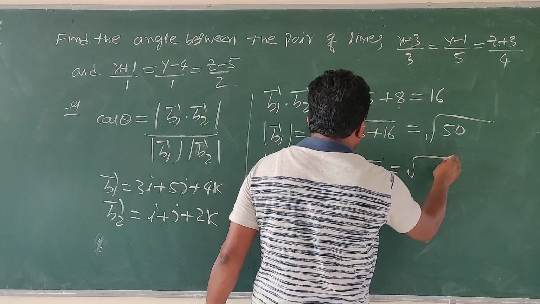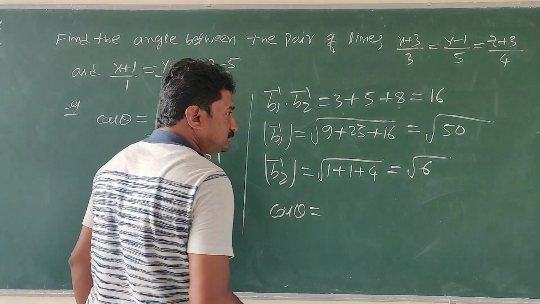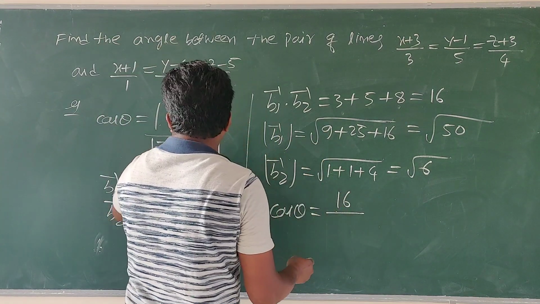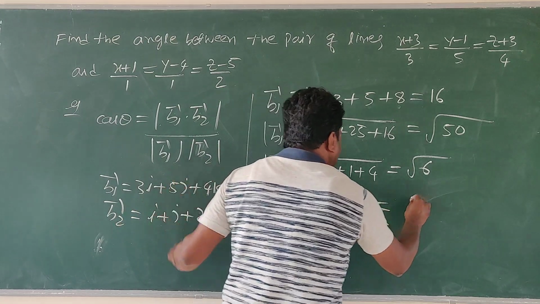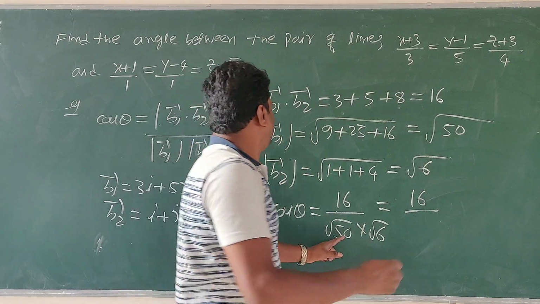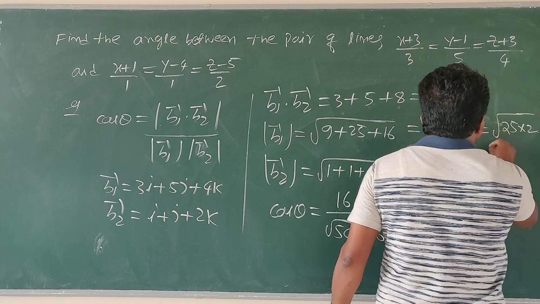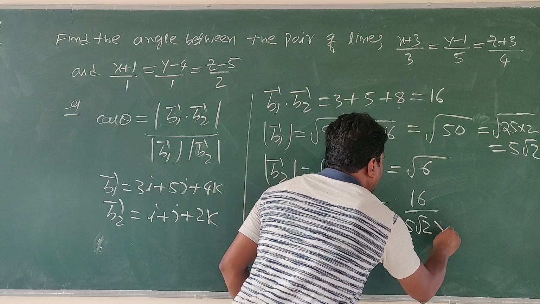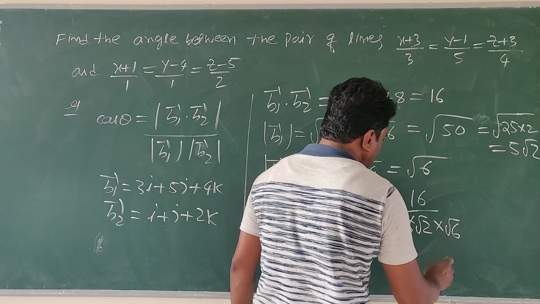Root 6. Substituting in the cos theta formula. Cos theta equals b1 dot b2, which is 16, by length of b1, root 50, into root 6. So write 16 by root 50. Root 50 means 25 twos are, so root 25 is 5, 5 root 2 into root 6.